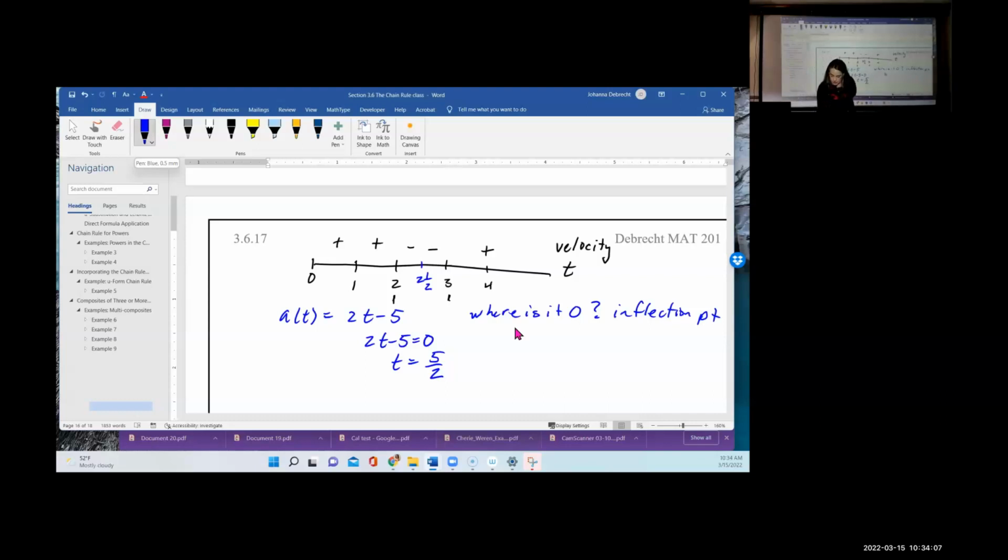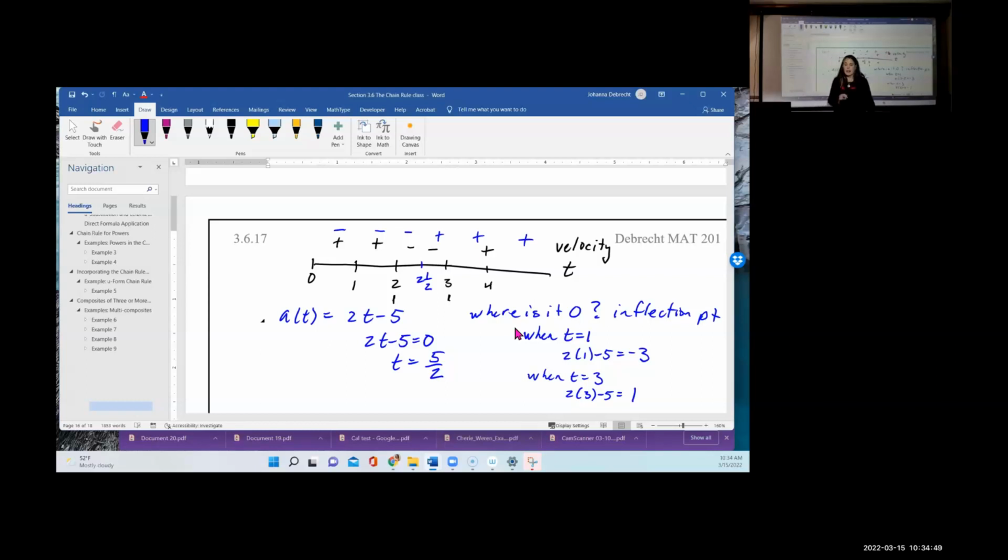When t equals 1, I get 2 times 1 minus 5, which is a negative 3. So my acceleration is negative over here until I get to 2.5. What about on the other side? You could use 3 as a test point, or you can use 4 as a test point, anything above 2.5. So I'm going to use 3. 2 times 3 minus 5 gives me 1, which means that it is positive up here and up here.